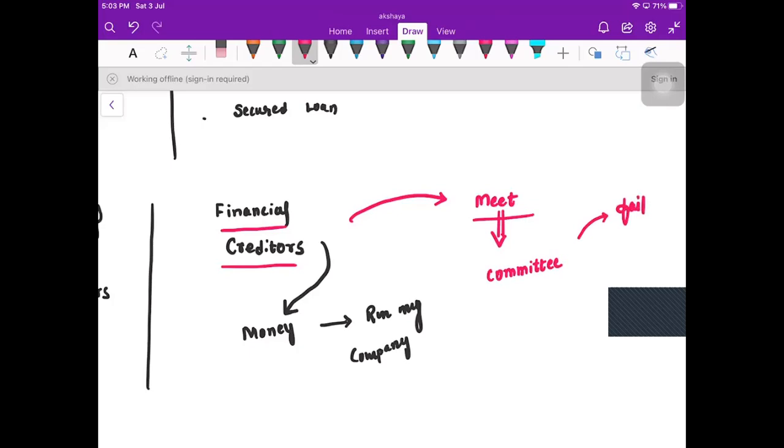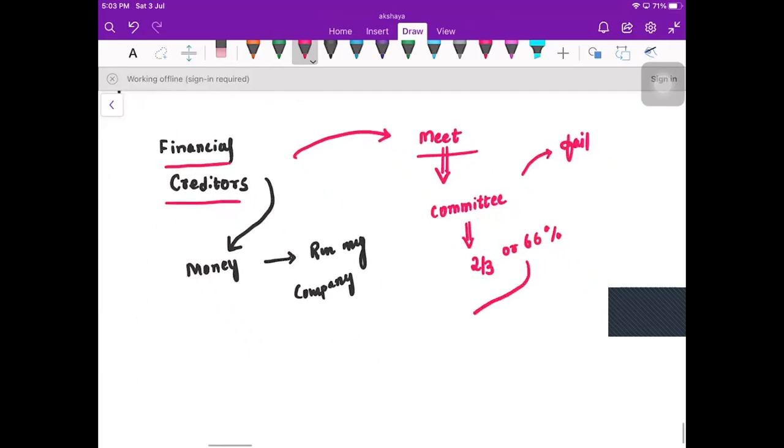And in this committee, if they find that the company is going to fail because of some issue or some factors, they will decide that two-thirds of the members, or 66% of the members, say, sir, this company needs to close. Then the process of bankruptcy begins. Bankruptcy is a process through which selling and paying back my money happens. That is called bankruptcy.